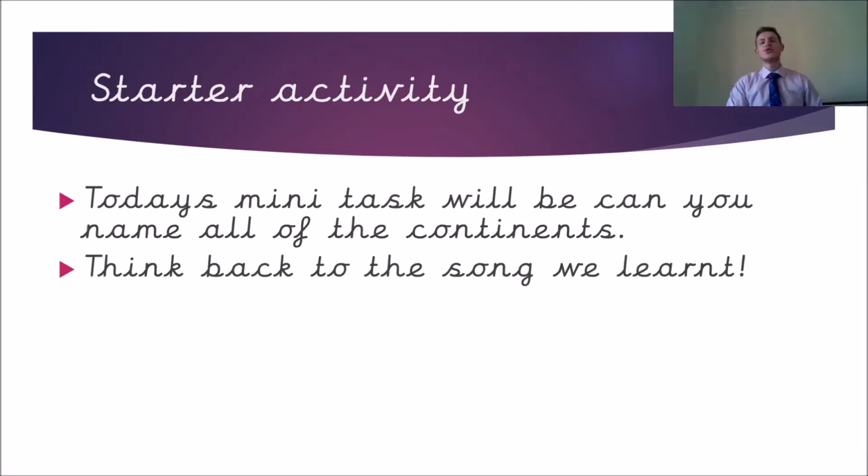Okay, so the ones that you should have got, and this is in order from biggest to smallest, you should have got Asia, Africa, North America, South America, Antarctica, Europe, and then Australia. They should have been your 7 continents that you should have got. Well done if you managed to get all of them right. If you're not quite sure, check out that song in the description. You can learn the song again.